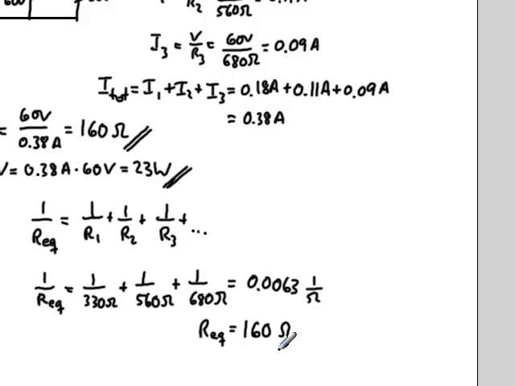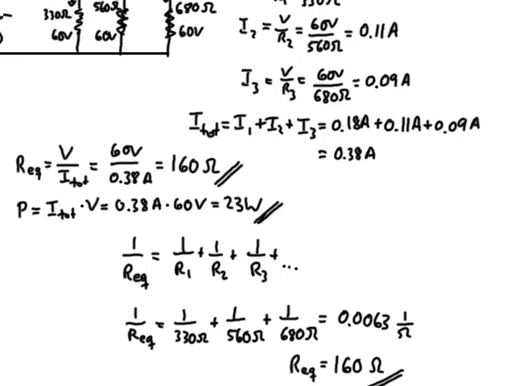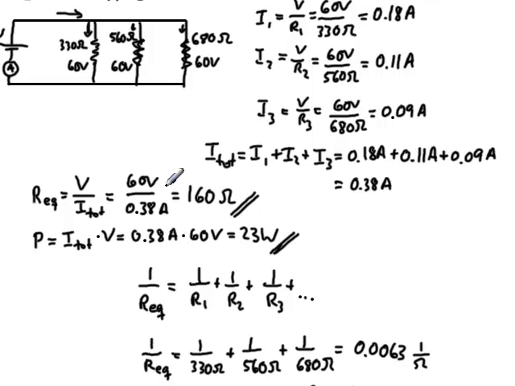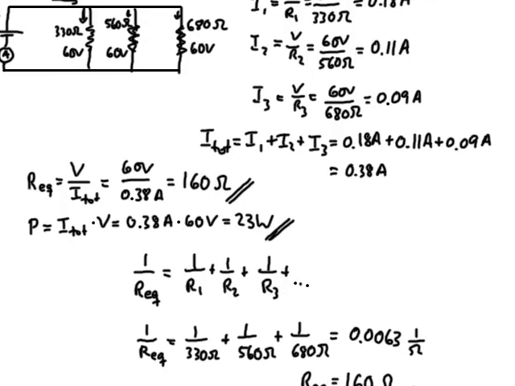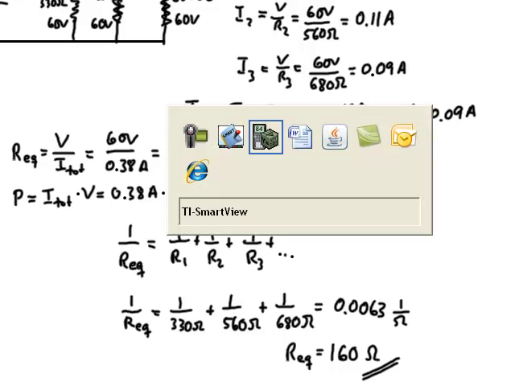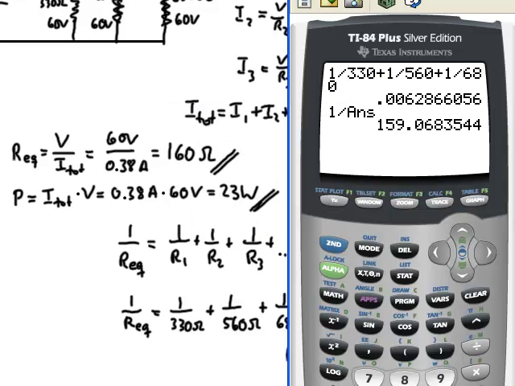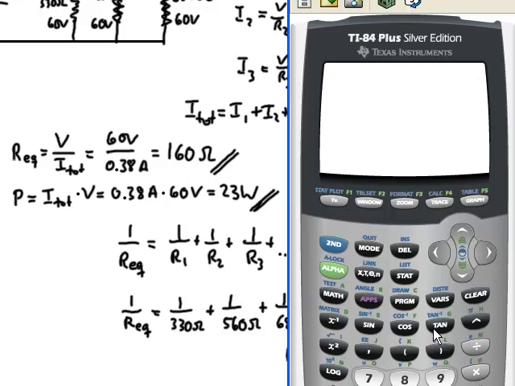which is the same as calculated earlier using the rules for a parallel circuit and eventually coming up with the equivalent resistance. Let me just show you on a graphing calculator the way I usually do it.